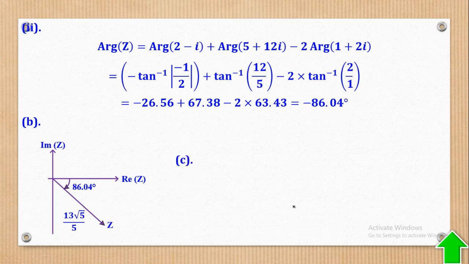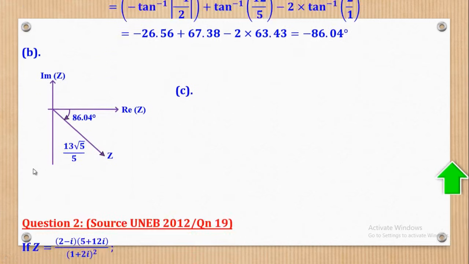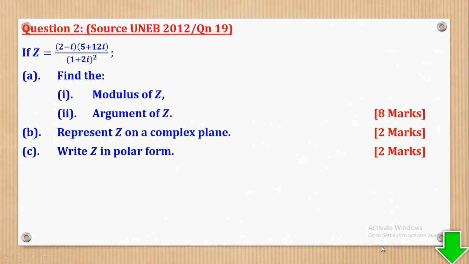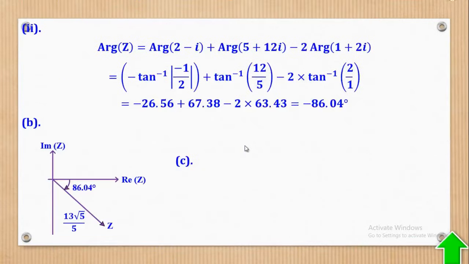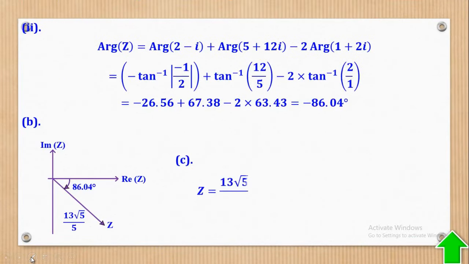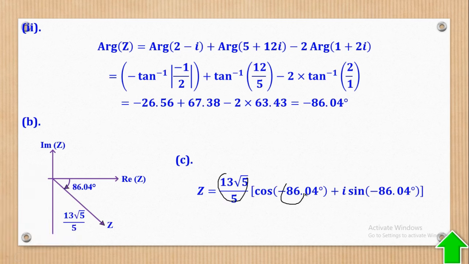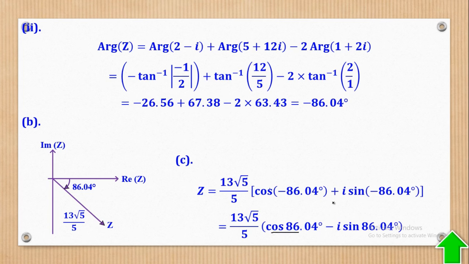Then now we shall go to part C. Part C says write z in polar form in terms of modulus argument. So we shall just come here and write that z is that, modulus is this, argument is that. So when you simplify, cos of a negative angle is the same as cos of the positive angle, and sine of a negative angle is the same as negative sine of the positive angle. That's why here it was minus, it was plus, now it is minus.